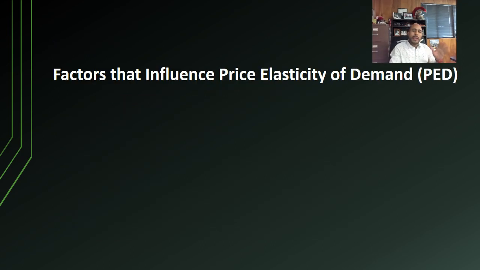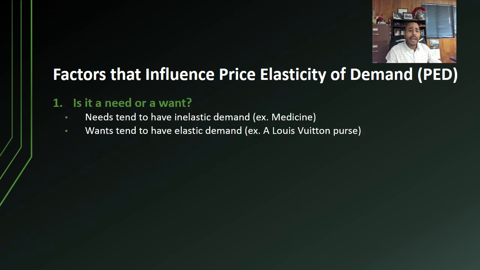Now, when it comes to the elasticity of demand, there are 3 factors that can tell us whether a product would have elastic or inelastic demand. So let's talk about them. The first has to do with whether the product is a need or a want. Generally, if it's a need, it's going to have inelastic demand. Like, for example, medicine. You probably don't want medicine, but you need it. So even if the price of medicine goes up, you're still going to demand medicine.